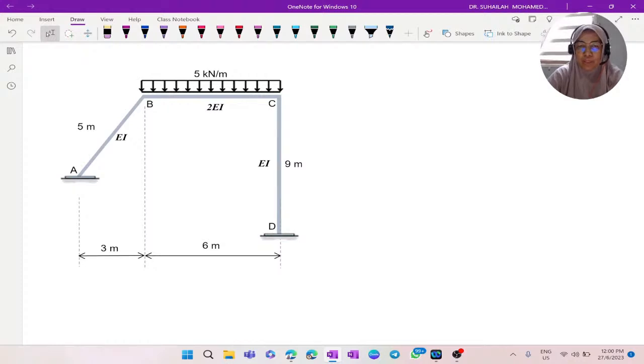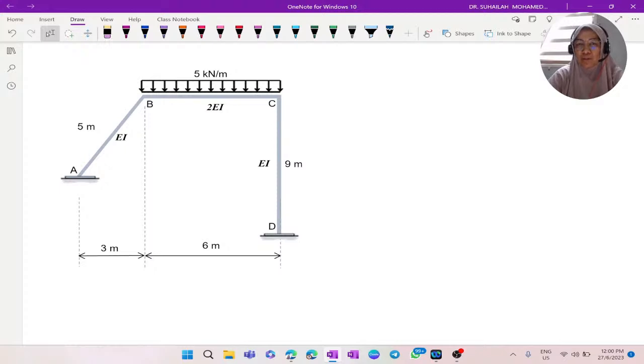So we will continue this frame analysis, and in this session, I would like to focus on step number one only. Step number one of analyzing frames using the moment distribution method. We will learn how to calculate stiffness K, meaning the member stiffness and the joint stiffness. After that, we will use the member stiffness and joint stiffness to calculate the distribution factor.